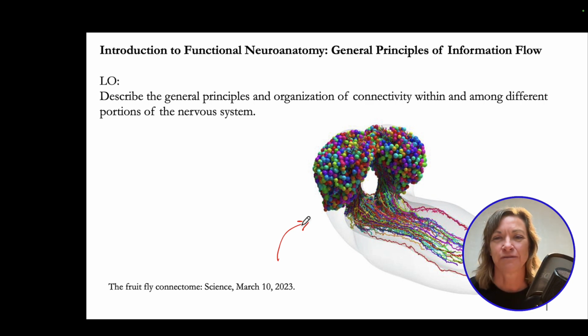Now today we're not going for a complete wiring diagram of the human nervous system. Rather, we want to talk about general principles of connectivity and how we can use that information to link neural control to function and dysfunction.